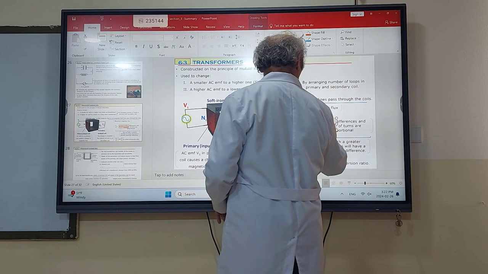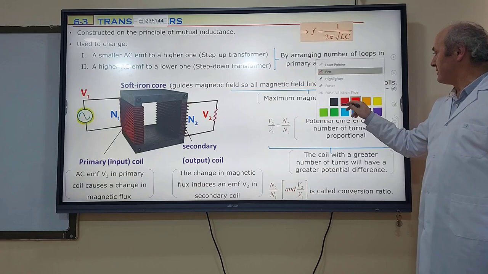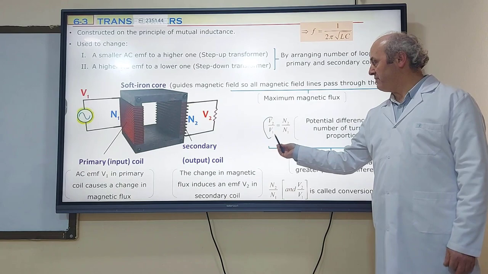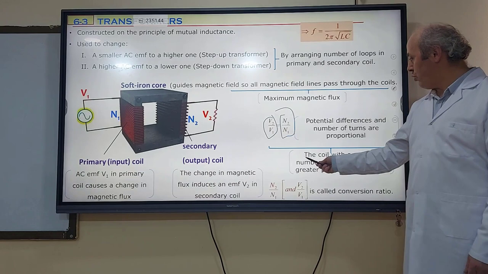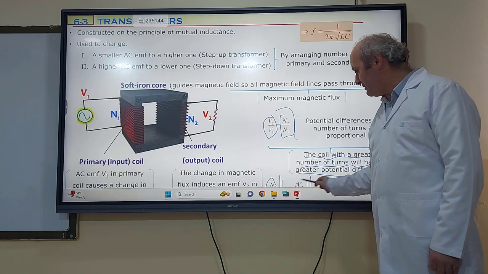This is the transformer equation. This equation tells you that the potential difference on the primary and secondary is directly proportional to the number of turns. V2 divided by V1 is equal to N2 divided by N1. And the coil with a greater number of turns will have a greater potential difference. Also, N2 over N1, also V2 over V1, is called the conversion ratio.